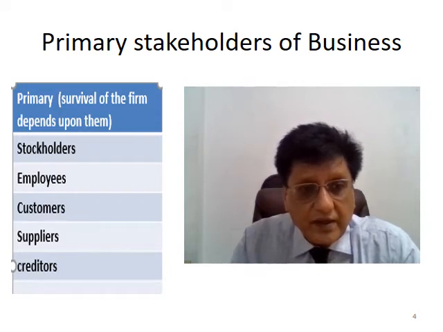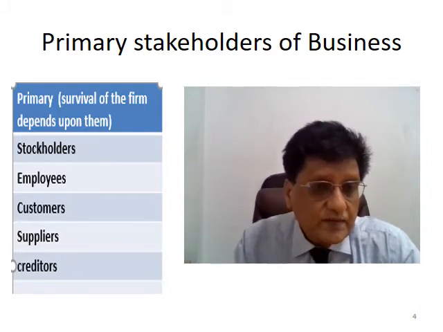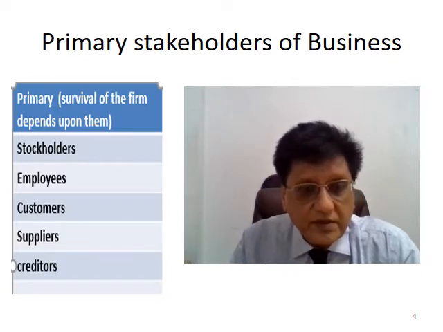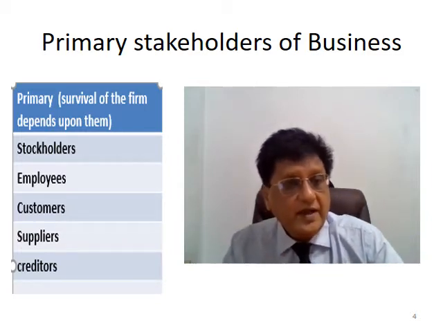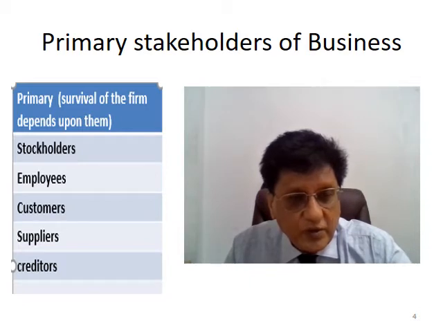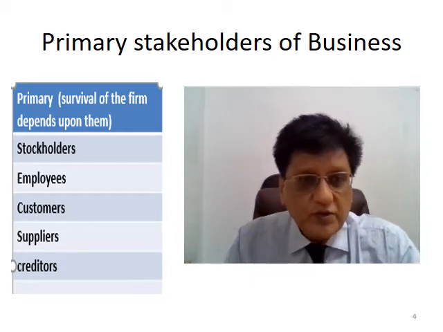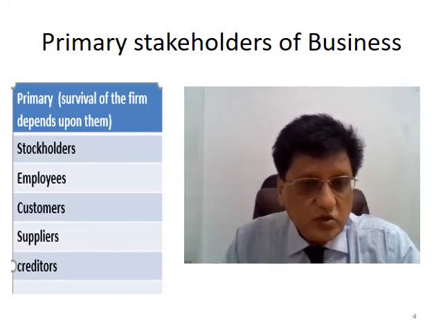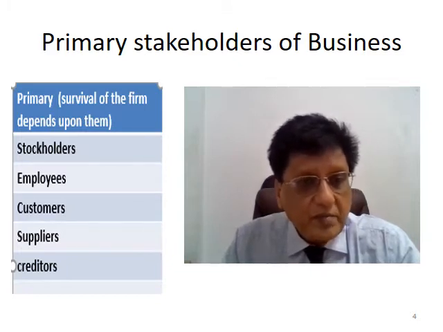Today, in the making of Hero motorcycles, most of their components are outsourced, non-essential components. What happens if all the suppliers decide that they are not happy with the payment, they form an association and they stop supplying to Hero motorcycles or to Honda or to Suzuki or to Bajaj? So suppliers are very crucial. They can make or mar you.